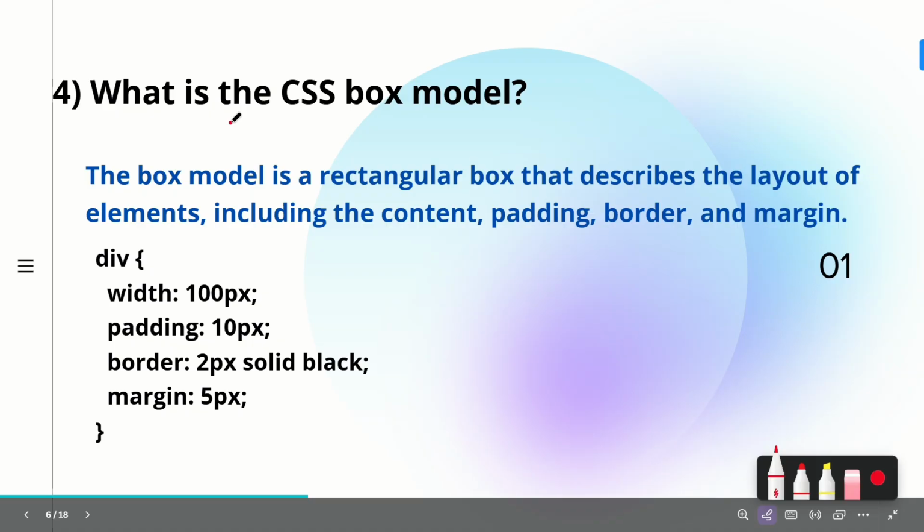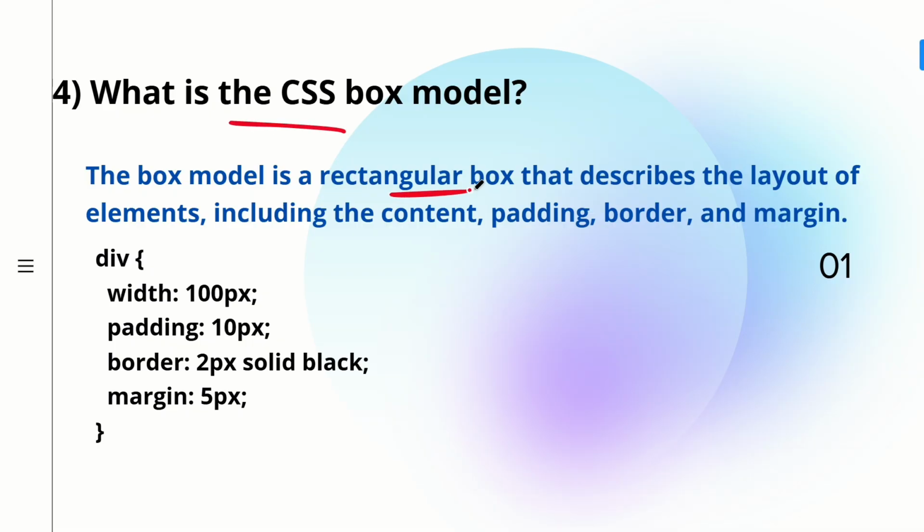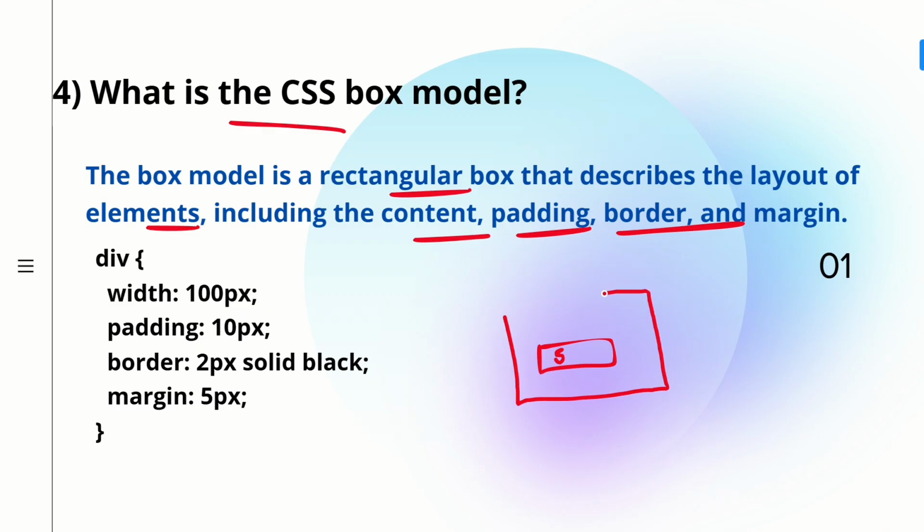Now our fourth question is, what is the CSS box model? The box model is a rectangular box that describes the layout of the element, including the content, padding, border, and margin. So if I have any content like a span or paragraph or h1, whatever I have given, this is my content. Then there is a border. If you write that the border will be 2 pixel solid red, then this is how you will see your content in your web page. So you will be seeing a border.